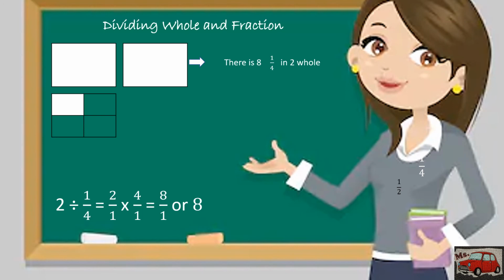So if we solve that, 2 will become 2 over 1 divided by 1/4. So yung division magiging multiplication, and then opposite ng 1/4 is 4 over 1. So multiply 2 times 4, that is 8, and 1 times 1, that is 1. So 8 over 1, or simply 8. Okay?